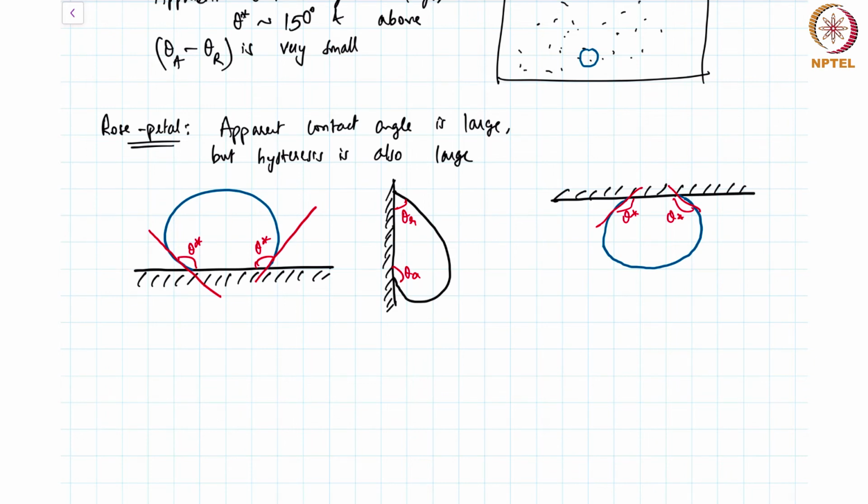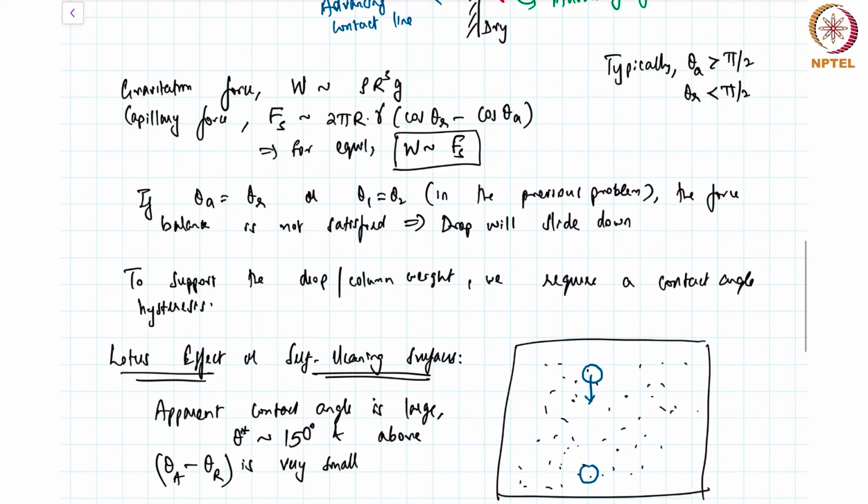So this force here that we have written down, this Fs, or the capillary force, is almost like an adhesive force. It is what is actually holding the droplet onto the surface. And if this force were to weaken, which means that the angles were to become comparable to each other, then the droplet will slide down.